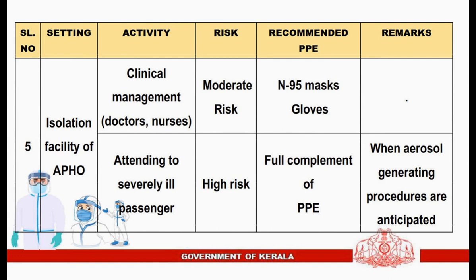There is a moderate risk of exposure while providing routine clinical services. The doctors and nurses must use N95 mask and glove in the setting where there is moderate risk. In the isolation facility, when the staff are rendering services to a critically ill client, the risk of exposure is high, and the staff must anticipate that the chance for aerosol-generating procedures may need to be performed in an emergency. The staff must use full complement personal protective equipment. Key points here are: when in moderate risk, the staff must use N95 mask and glove. When the risk of exposure is high, then the staff must use full complement personal protective equipment.